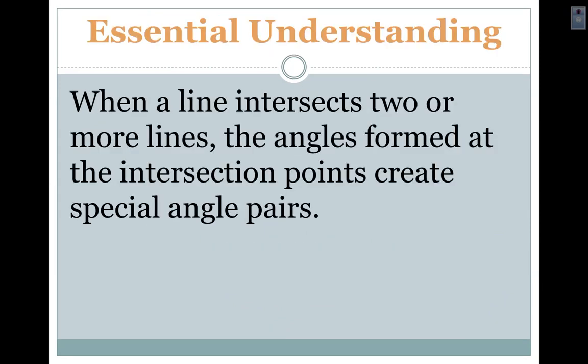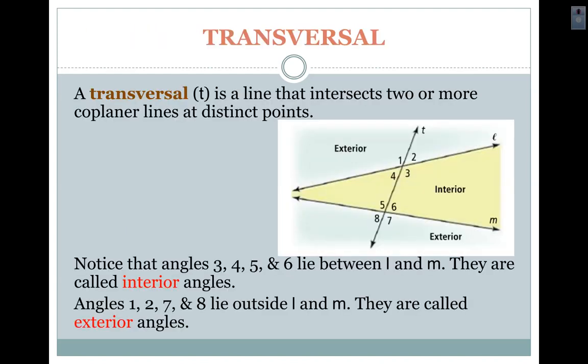When a line intersects two or more lines, the angles formed at the intersection points create special angle pairs. This is what we're going to focus a lot on in the next few lessons. The transversal is the line that's going to intersect two other lines. It could be two lines, it can be 3, 4, there's an unlimited number of lines it can intersect. That transversal is going to intersect these lines and create 4 angles at each intersection. So it intersects 2 lines, we're going to have 8 angles. 3 lines, we'll have 12 angles. 4, 16.